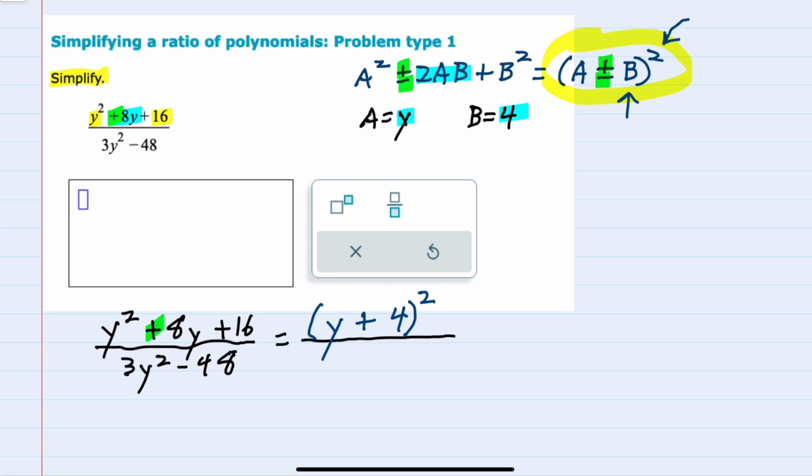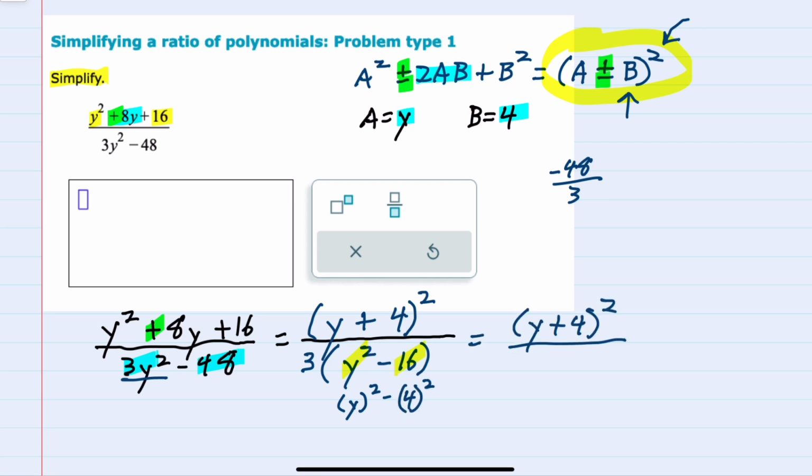In the denominator, the first thing that I notice is that there's a common factor that I can take out of that denominator. Both 3 and 48 have a factor of 3. And if I factor out the 3, I would be left in the first term with y squared. And the second term, that minus 48, if I factor out a 3, 48 divided by 3 is 16. So a minus 16. And from here, I can see that this is the difference of two squares. This is y squared minus 4 squared. So we can continue to factor the denominator.